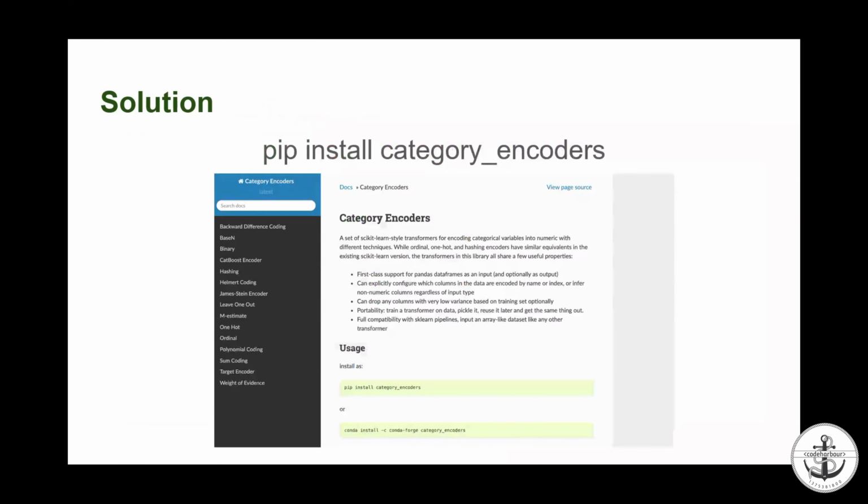And then the other solution is a Python library called category encoders. Has anyone heard of this library? Nope. I think it's fairly new actually. What this does is it does all of that code for all of these different solutions.